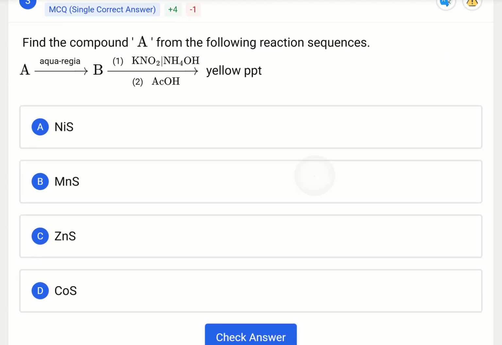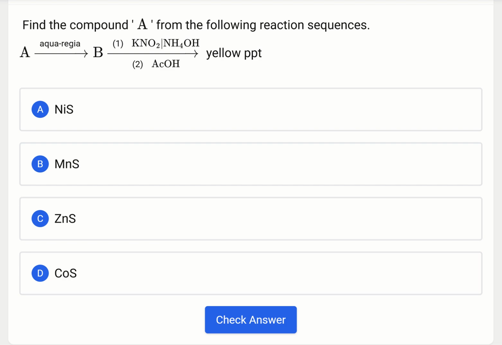Moving to the next question: find the compound A from the following reaction series. A with aqua regia gives B, with KNO2, NH4OH and CH3COOH gives a yellow precipitate. Okay, yellow precipitates are given by cobalt. No, nickel does not give it. Nickel gives approximately a green precipitate. Manganese gives a reddish-pinkish precipitate. And zinc gives a gray precipitate. This gives you the yellow precipitate.